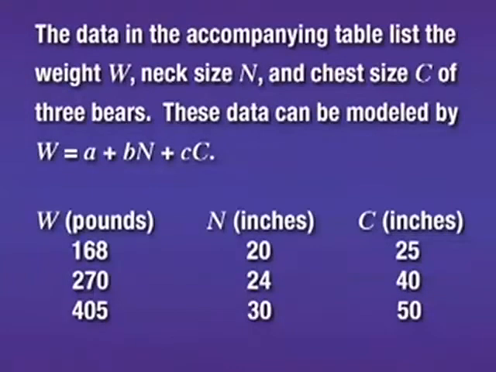The data in the accompanying table list the weight W, neck size N, and chest size C of 3 bears. These data can be modeled by W equals A plus BN plus CC. And here's the table with the pounds for the weight, the neck size in inches, and the chest size in inches. And you can see the series of numbers 168, 20, 25, 270, 24, 40, and 405, 30, 50.